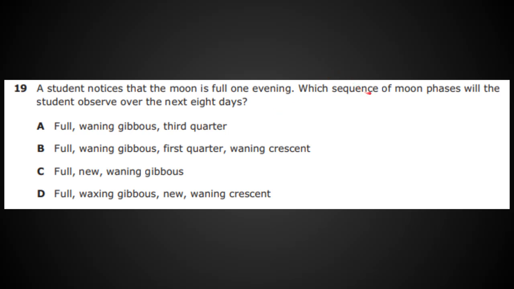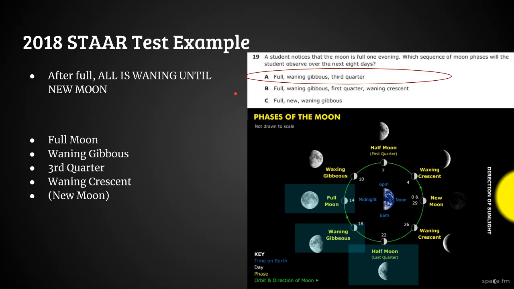So we see here, which sequence of moon phases will the student observe over the next 8 days? Seeing that it's starting with full moon, our next would obviously be the waning gibbous, and the third quarter, waning crescent. And we see that this A best matches that.